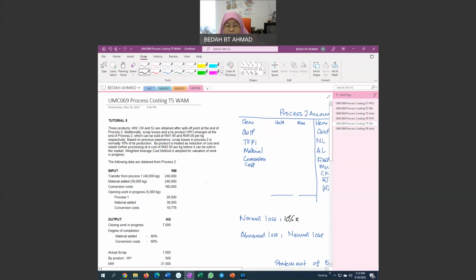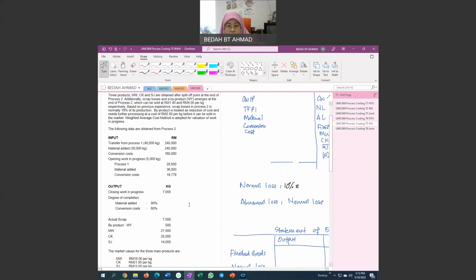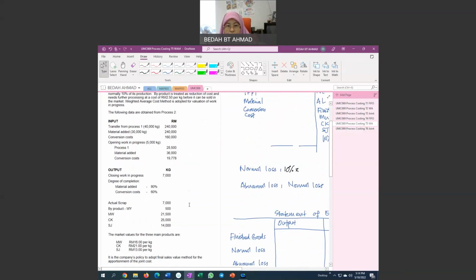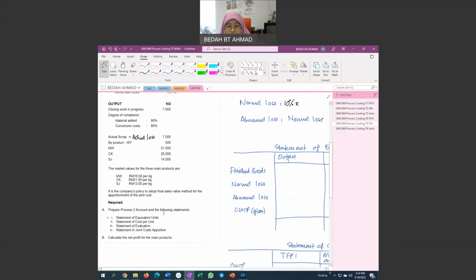The weighted average cost method is adopted for valuation of work in progress, and the following data are obtained from process 2. There is input and output, and there is a closing work in progress for the output and degree of completion. Then there is actual scrap, so this one is actual loss. Byproduct WY and finished goods MW, CK, and SJ, and the market value for the three main products are as follows. The company policy is to adopt the final sales value method for the apportionment of the joint cost.